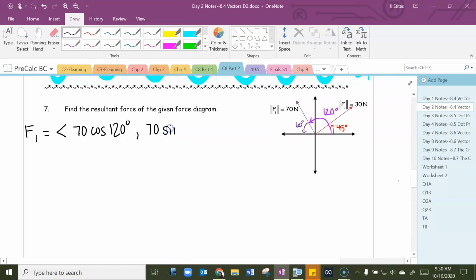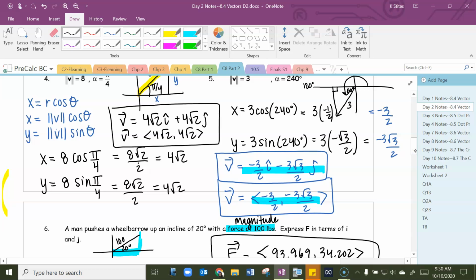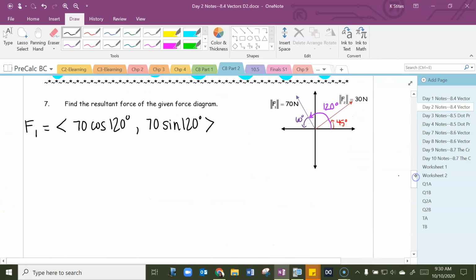And then magnitude sine theta. Now I'm writing this a little differently than I did above. And you can still do this if you want. Instead of writing x equals magnitude cosine theta, y equals magnitude sine theta, and then putting it in component form, I'm just starting with it in the angle brackets. And now I'll go ahead and simplify.